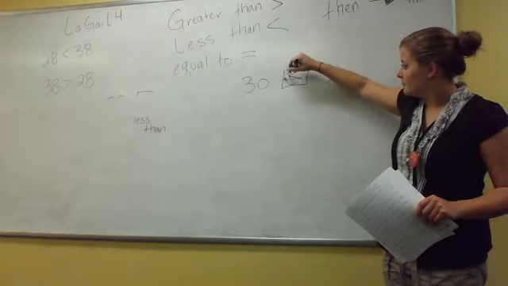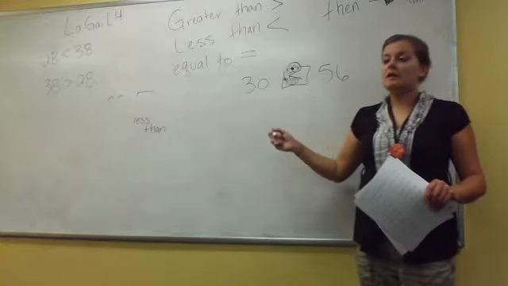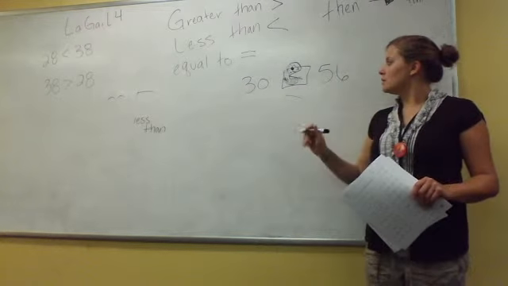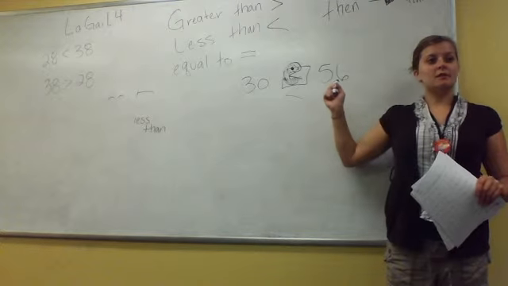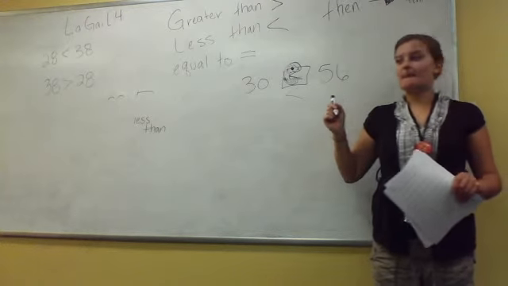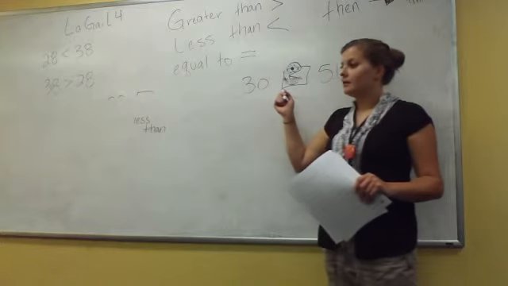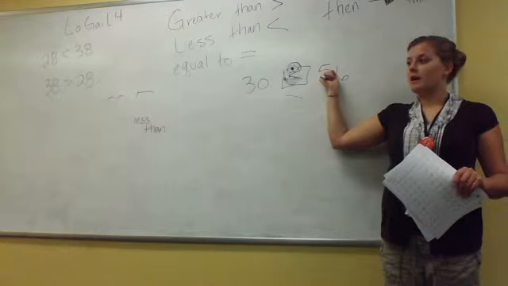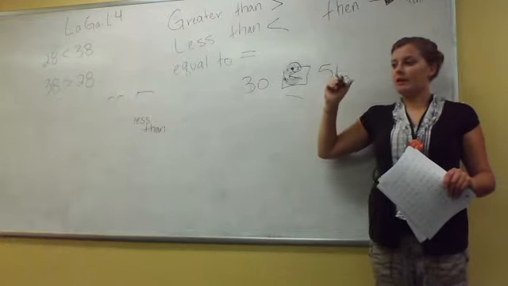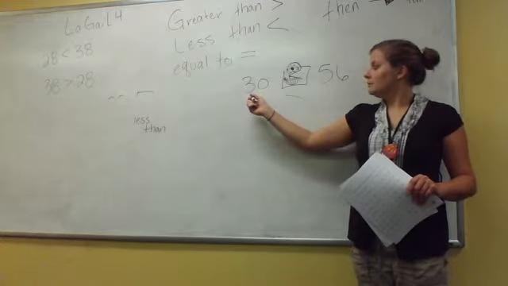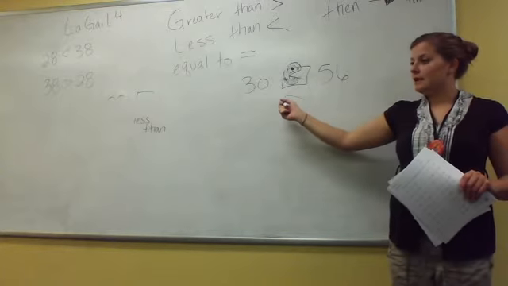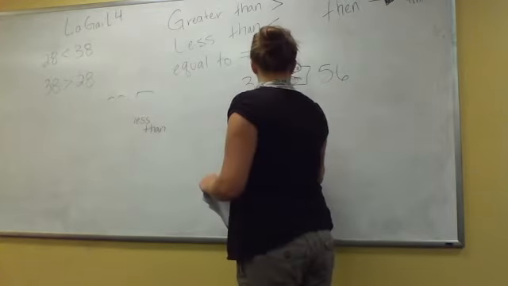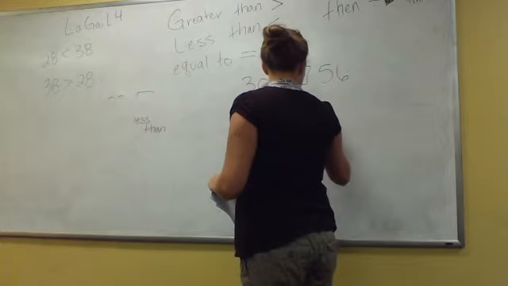So would that be greater then? Listen. This is 30 is less than, and I'll put this back in there just to make sure. 30 is less than 56. So we all recognize that the mouth eats the bigger number, right? If we think about it in alligator terms, 30 is less than 56. So underneath this, I'm going to write less than.